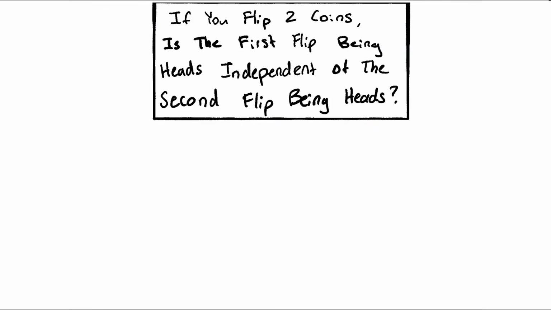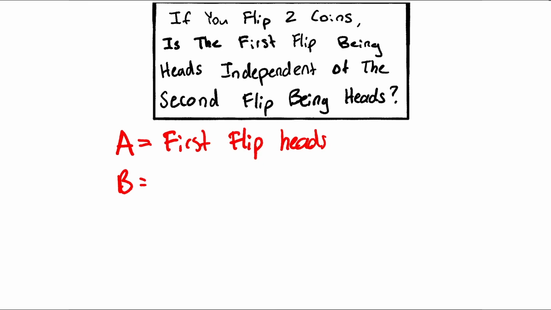Intuitively, the answer would be yes. Why would the first coin flip affect the second coin flip at all? So right off the bat, we know they're independent. But let's just try to prove that using our definitions. So let's define A as the event first flip is heads, and let's define B as the second flip is heads.